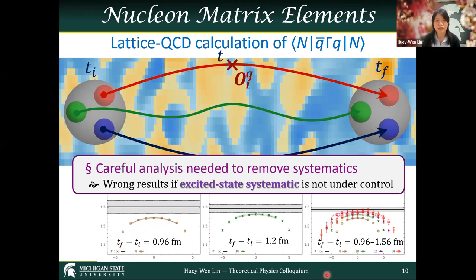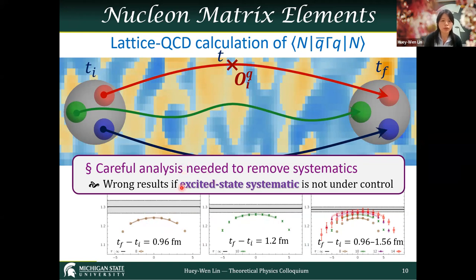So here's one of the examples. I have three plots here. I have different amounts of source-sink separation. These are done with the same amount of measurements, but you can see the data points in the brown and the green points here, and the error grows as you go to larger separations. And so if you are not very carefully analyzing the excited state, you might say, hey, this is what I get for the ground state matrix element, by using one state, assuming there's no excited state existing.